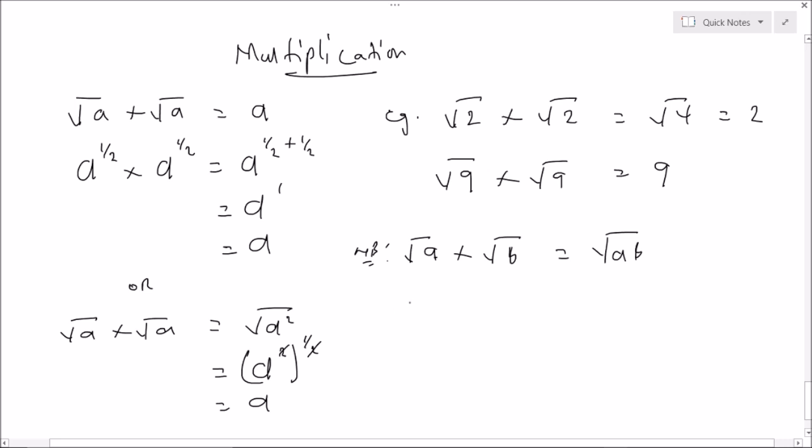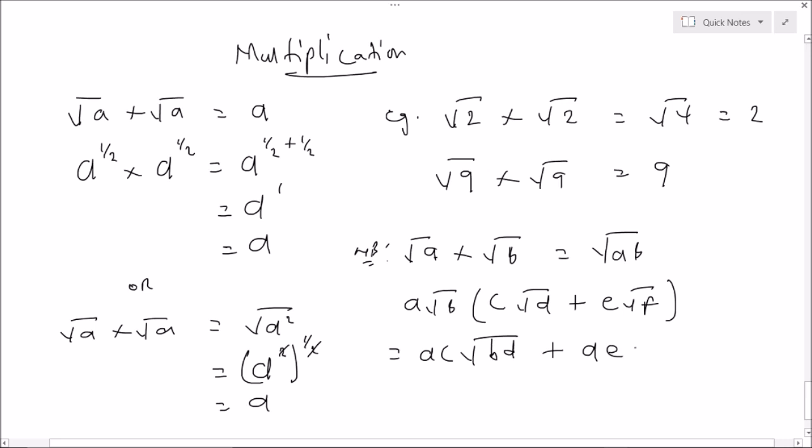Also, by the distributive property of multiplication, we say that a root b times c root d plus e root f will give us a times c, which is ac. Then we have b times d, which is bd. We have a times e, which is ae. And we also have b times f, which is bf.